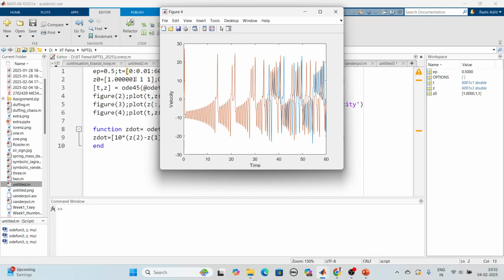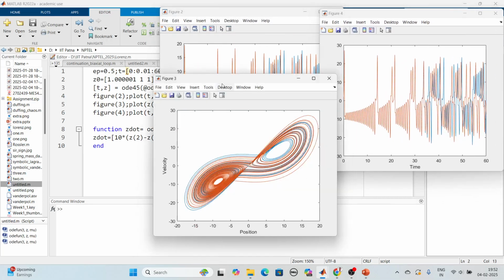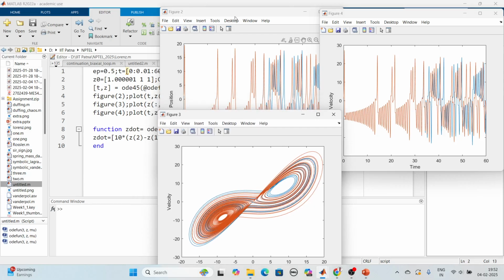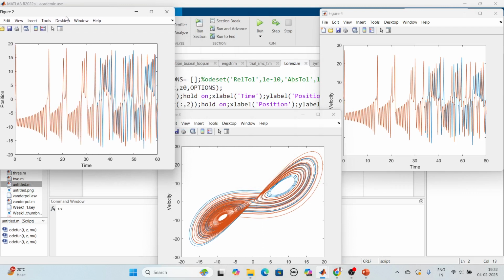But you see the difference? Initially everything is the same, but after that the change is drastic. What is this? This is your chaos. An aperiodic motion that shows very, very high sensitivity to the initial condition is chaos. And that is why we try to avoid chaos.